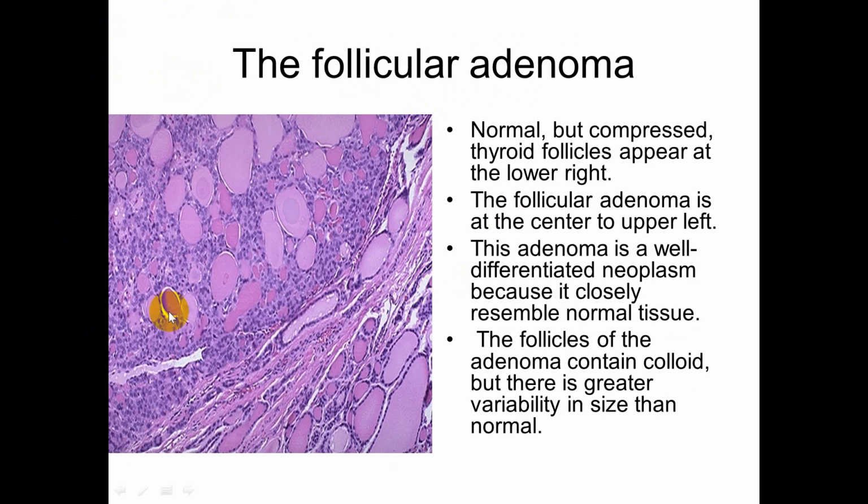What are the histological signs of follicular adenoma? Normal but compressed thyroid follicles appear at the lower right. The follicular adenoma is at center to the left. This adenoma is a well-differentiated neoplasm because it closely resembles normal tissue. The follicles of the adenoma contain colloid, but there is greater variability in size than normal.